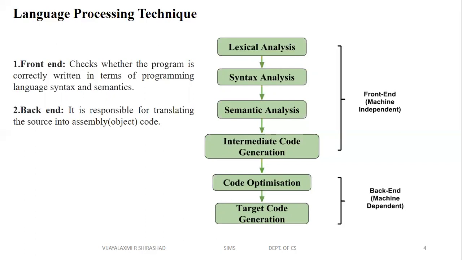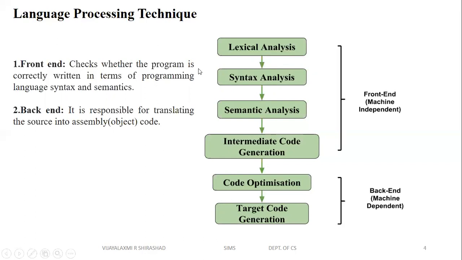Back end. It is responsible for translating the source into object code, that is nothing but assembly code. Again, it is in terms of assembly code, mnemonic code, which cannot be understood by the user. So the back end will be responsible for translating all source code into assembly code.